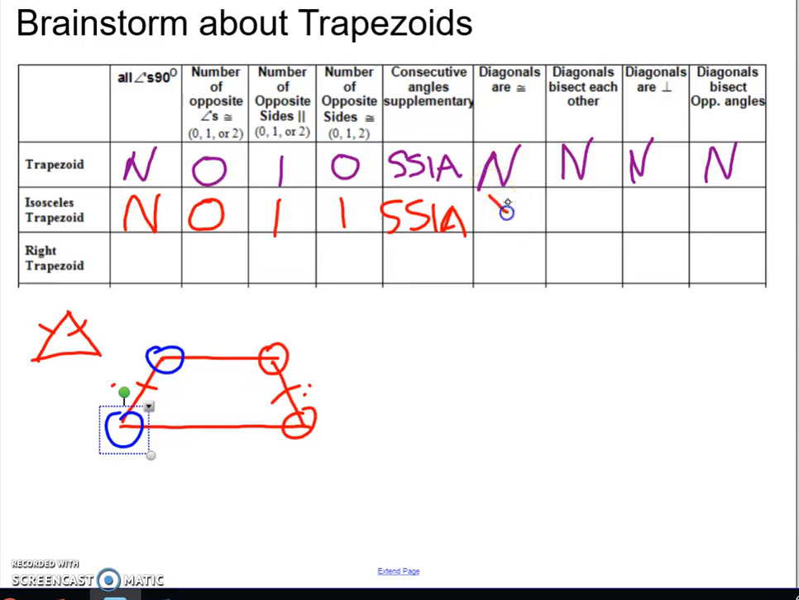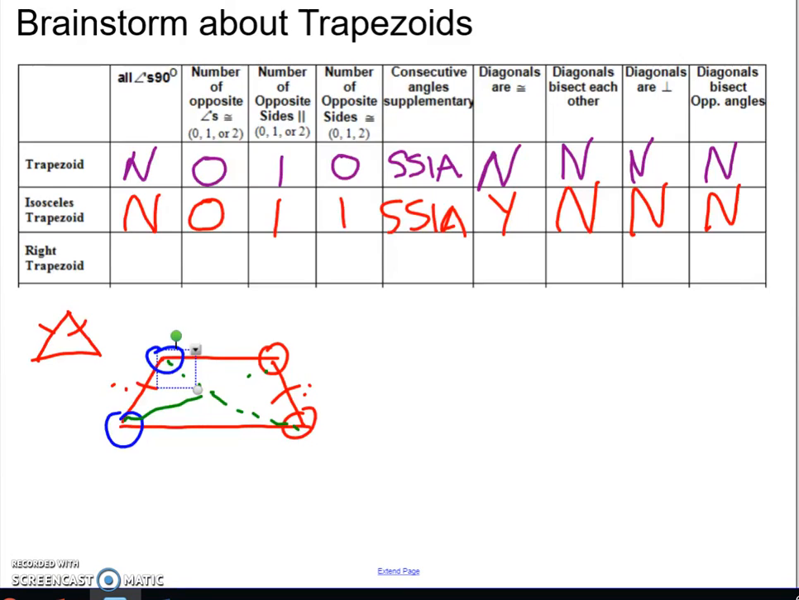In this case, the diagonals are congruent. This diagonal and this diagonal. And it's because you have these legs that are the same, then when you make the diagonals, they are also the same. But they don't bisect each other, they're not perpendicular, and they don't bisect opposite angles.